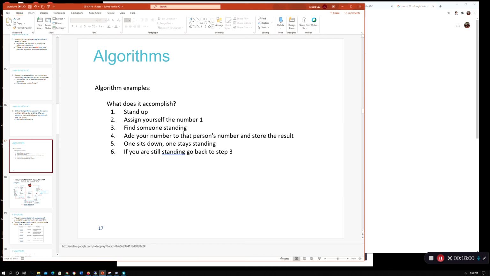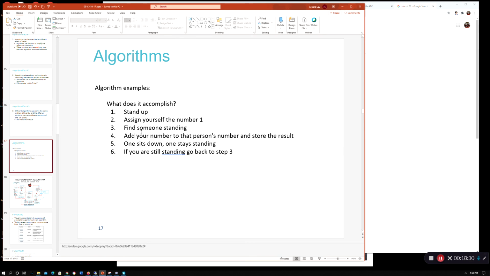And everyone is doing this around the room, and it's different people, so you can't overlap. You can't have 2 people pointing to the same person, okay? And then one person sits down, and one person stays standing. Presumably the one that's standing is also holding on to that number, in this case the number 2. And then if you're still standing, go back to step 3, where you find someone else, add the number, and so on and so forth.